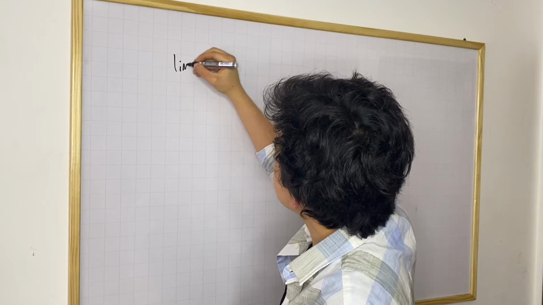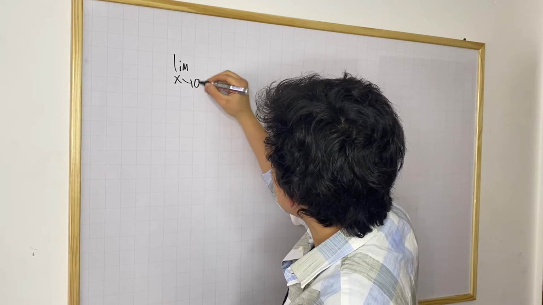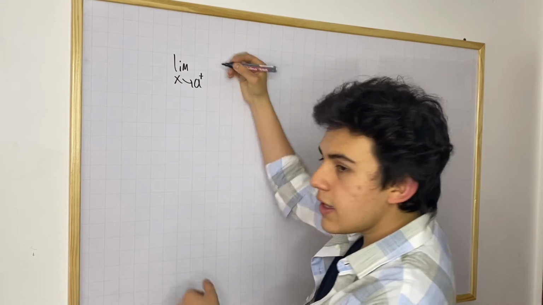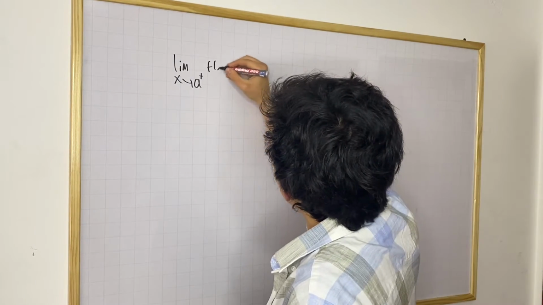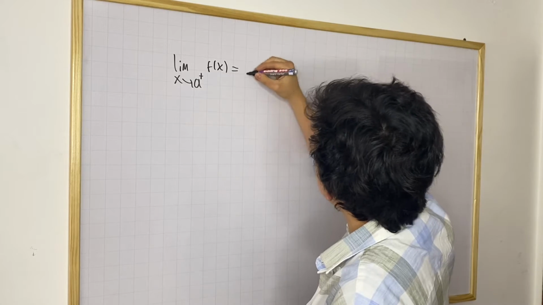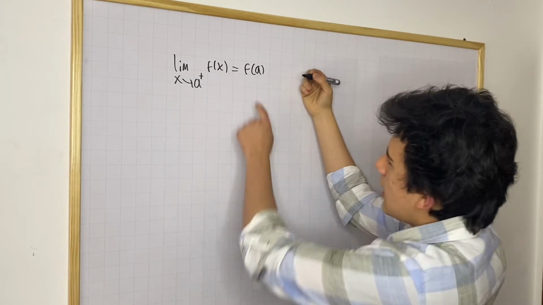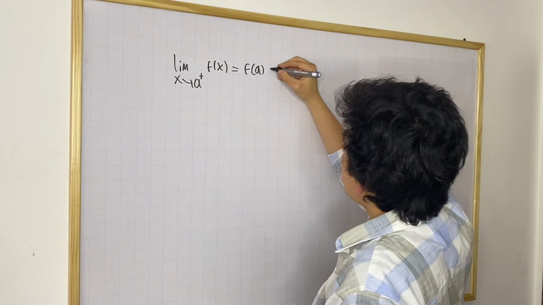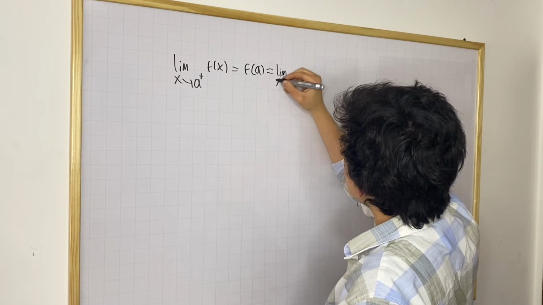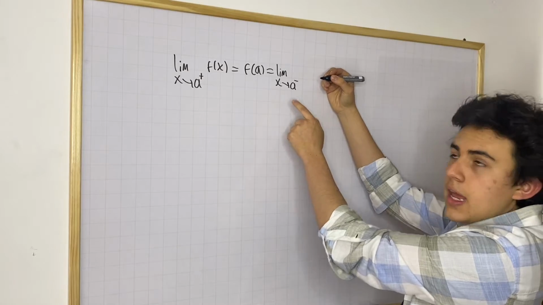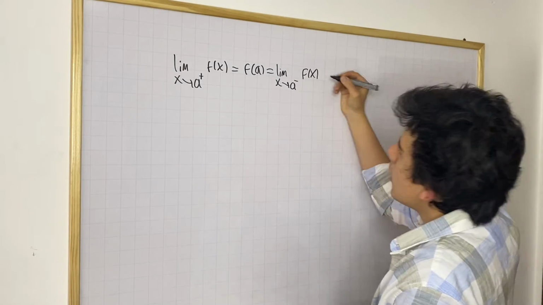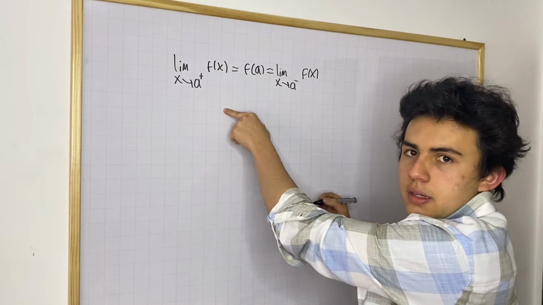basically the limit as x approaches a from the right side, that is from values greater than a, for the function f of x is equal to the function evaluated at that point a, and is also the same as the limit as x approaches a from values smaller than a. Okay? Now this is the definition of continuity.